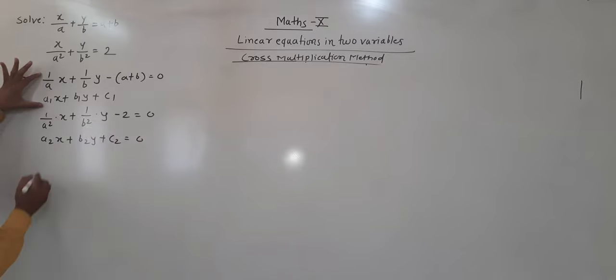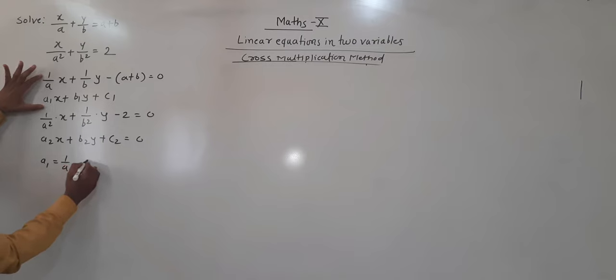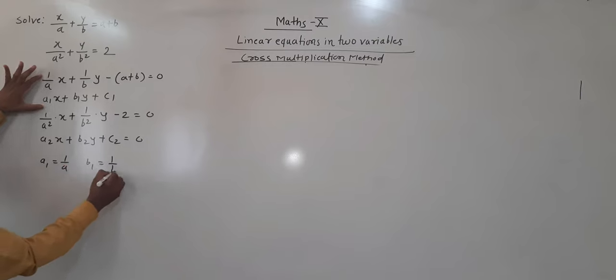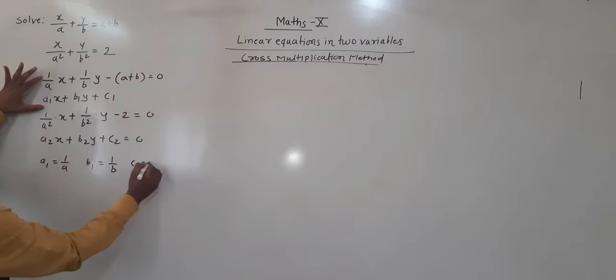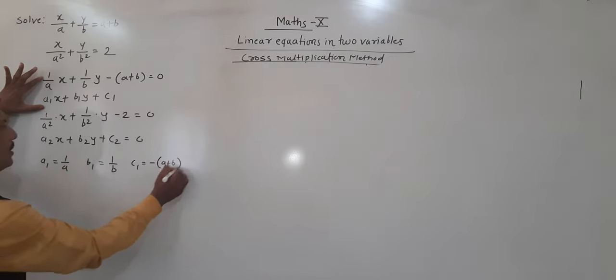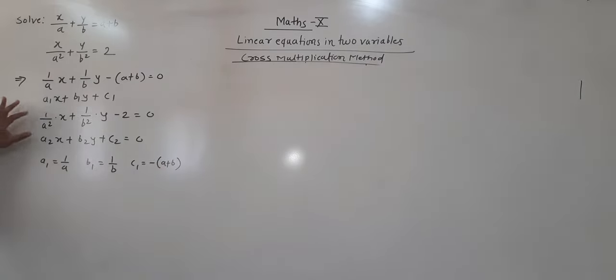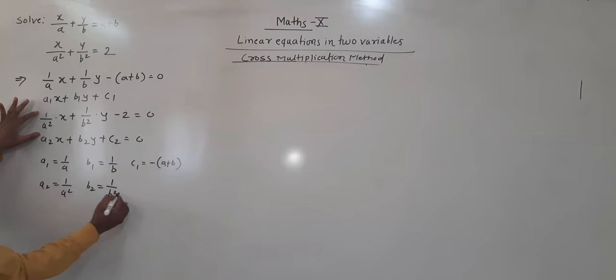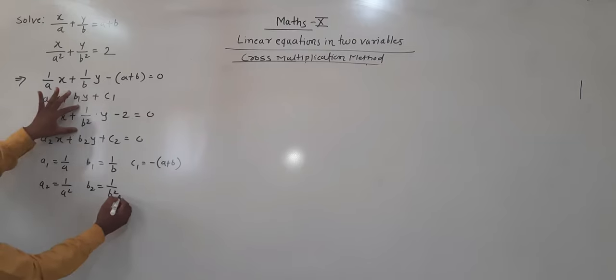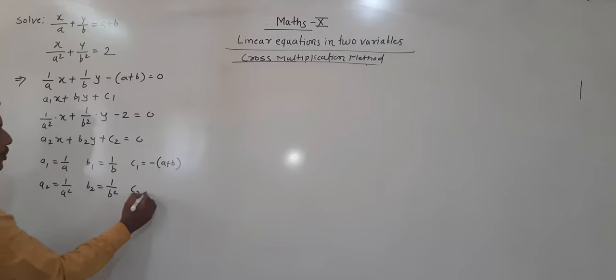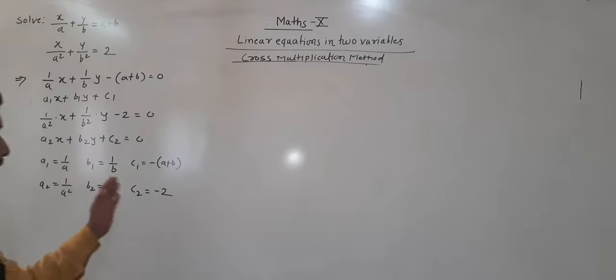So what is a1 here? a1 is equal to 1 by a. What is b1? b1 is equal to 1 by b. And what is c1? c1 is equal to minus (a plus b). Now what is a2? a2 is equal to 1 by a square. What is b2? b2 is equal to 1 upon b square. And what is c2? c2 is equal to minus 2. So we have all the 6 values.